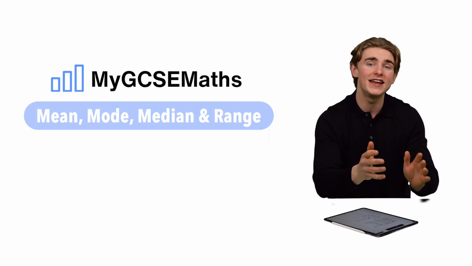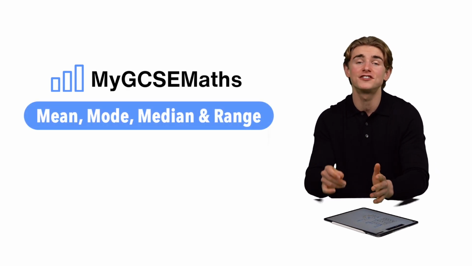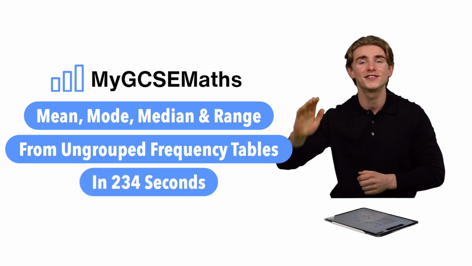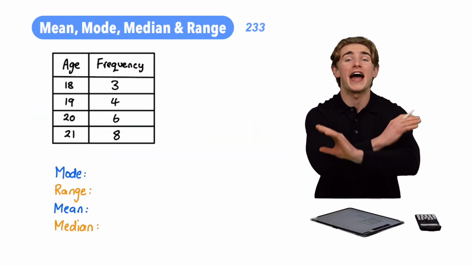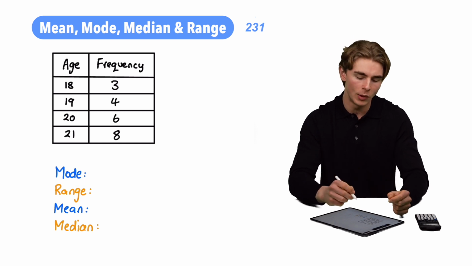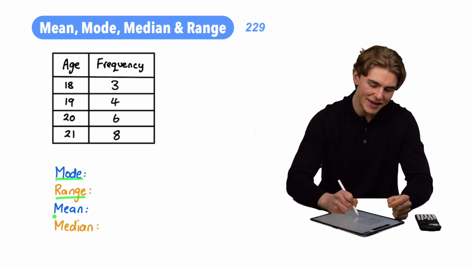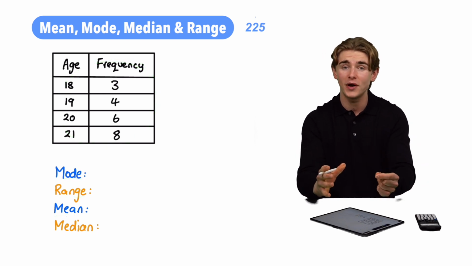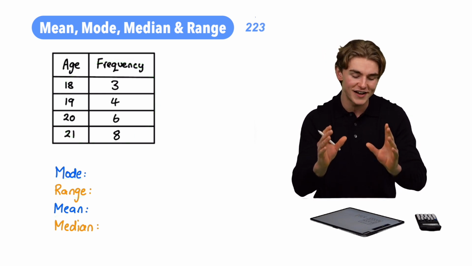How to find the mean, the mode, the median, and the range from an ungrouped frequency table in 234 seconds. Let's go. In this question, guys, we have absolutely loads to get through. We want to find the mode, the range, the mean, and the median from this frequency table. I'm going to have to speak very quickly for this one, so pay close attention. What are we going to do?